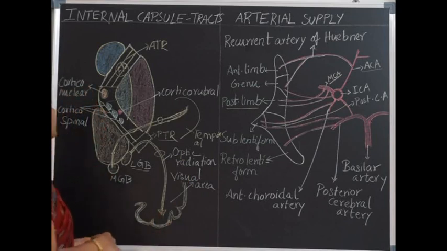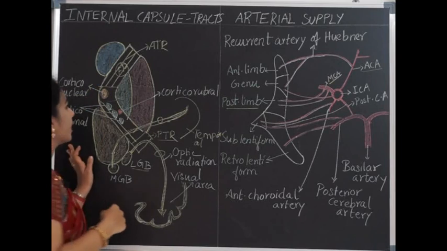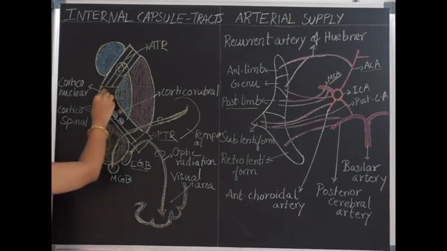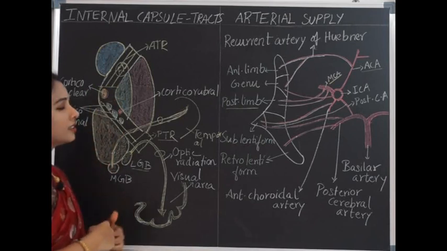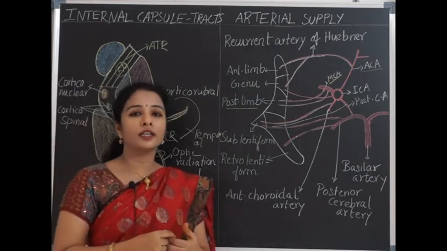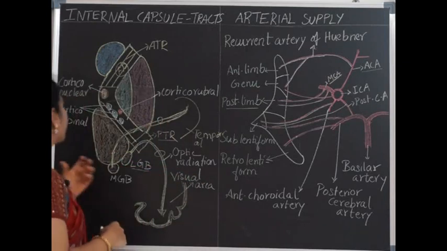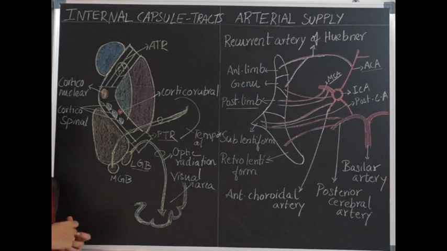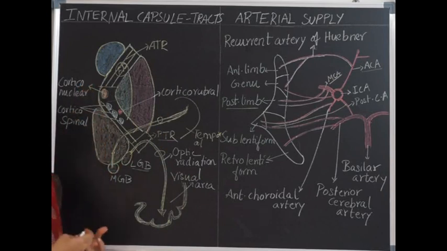Descending tracts are corticonuclear and corticospinal, which are all pyramidal tracts. Corticonuclear tracts are present in the genu, and these tracts descend down and relay in the various motor nuclei of cranial nerves. So the cranial nerve nuclei which are present in the medulla, these corticonuclear fibers relay there.